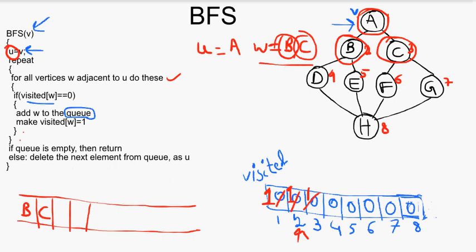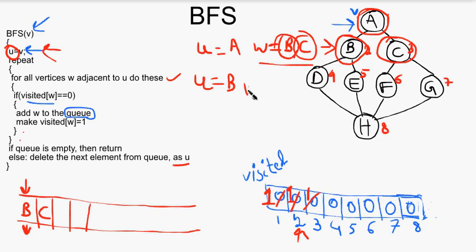As I said in the previous video, how do we delete elements from the queue? We follow first in first out. So what is the first element inserted into this queue? It was B. So what will be the first element going out of this queue? It will be B as well. So it has told us to delete the next element from the queue as U. So U will be B now, right? And it calls itself again here. So this time the BFS will be applied on U, which is B.